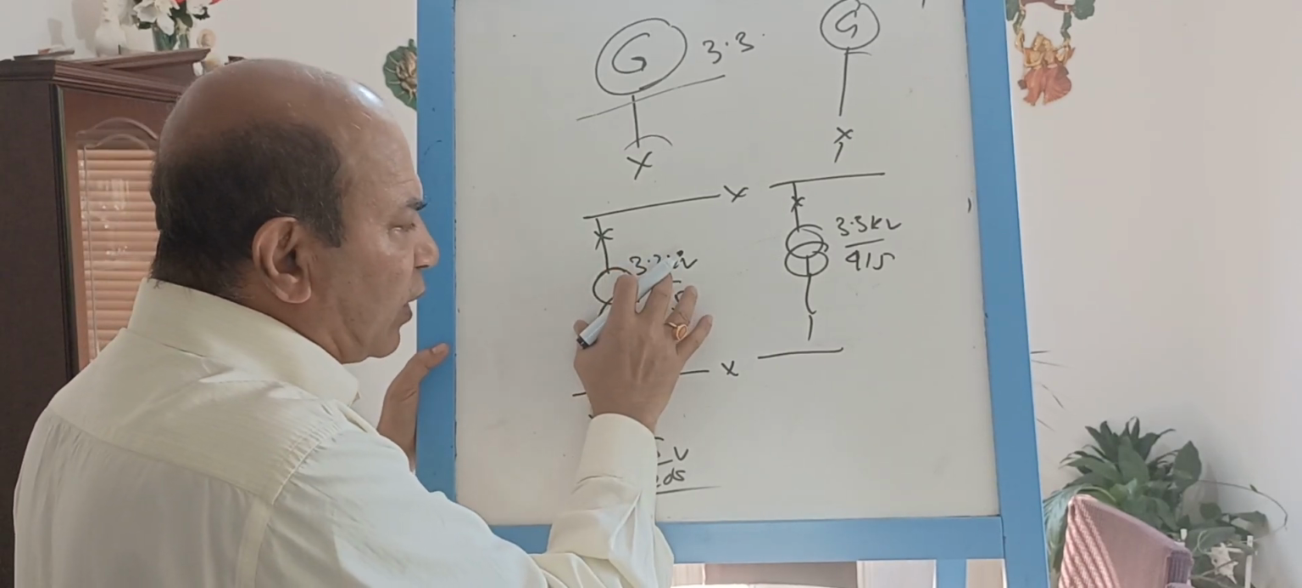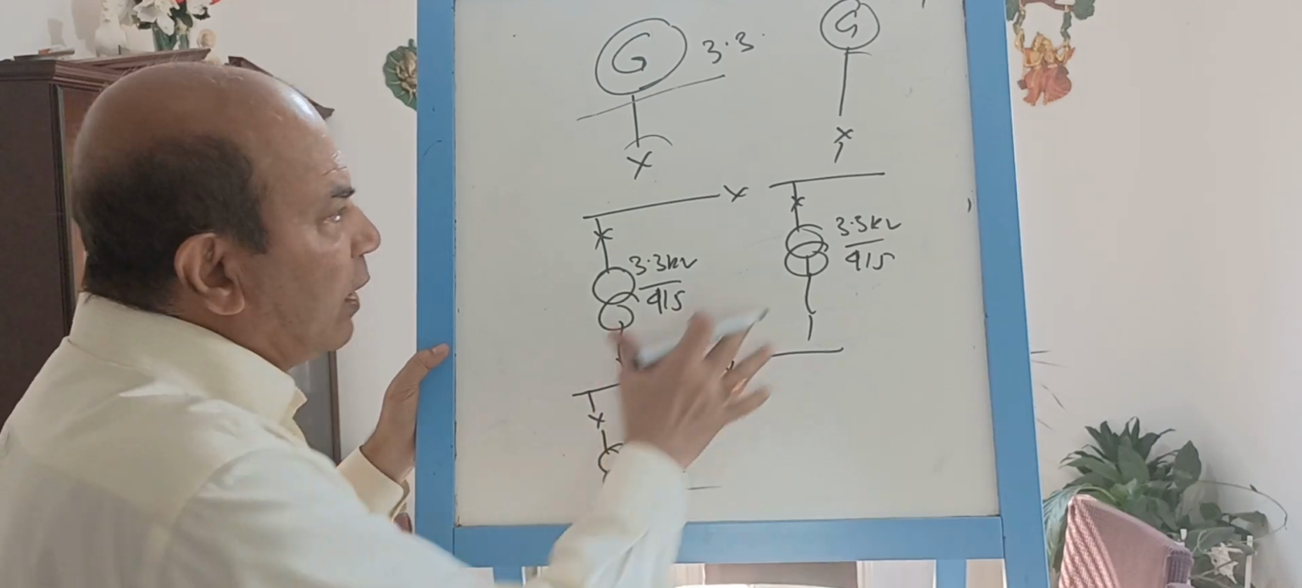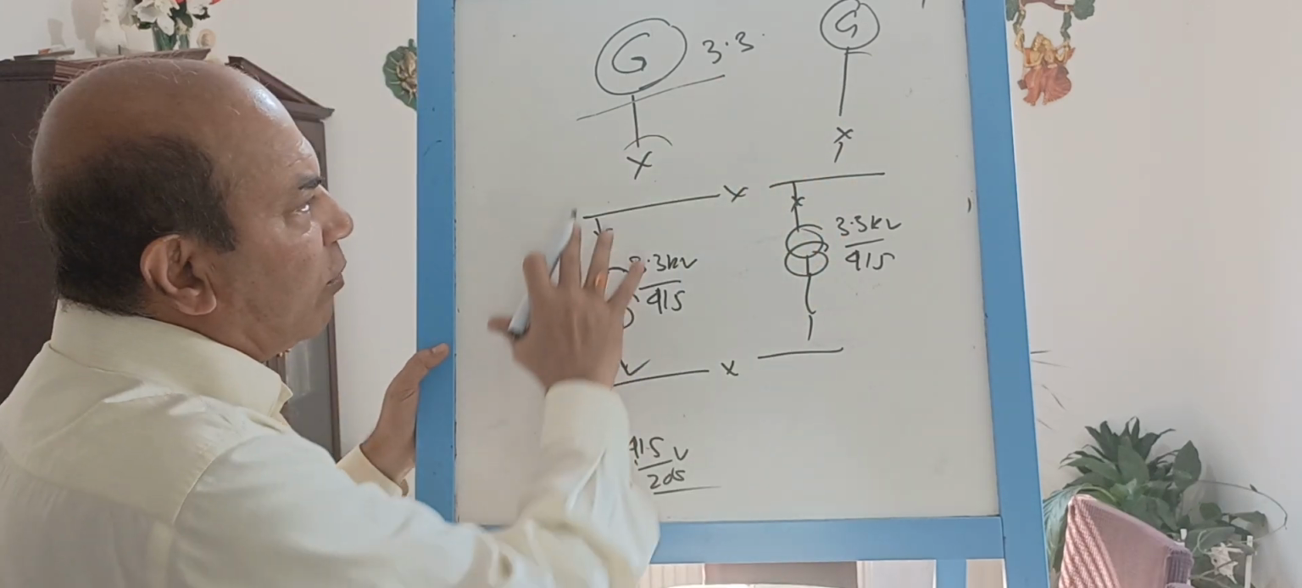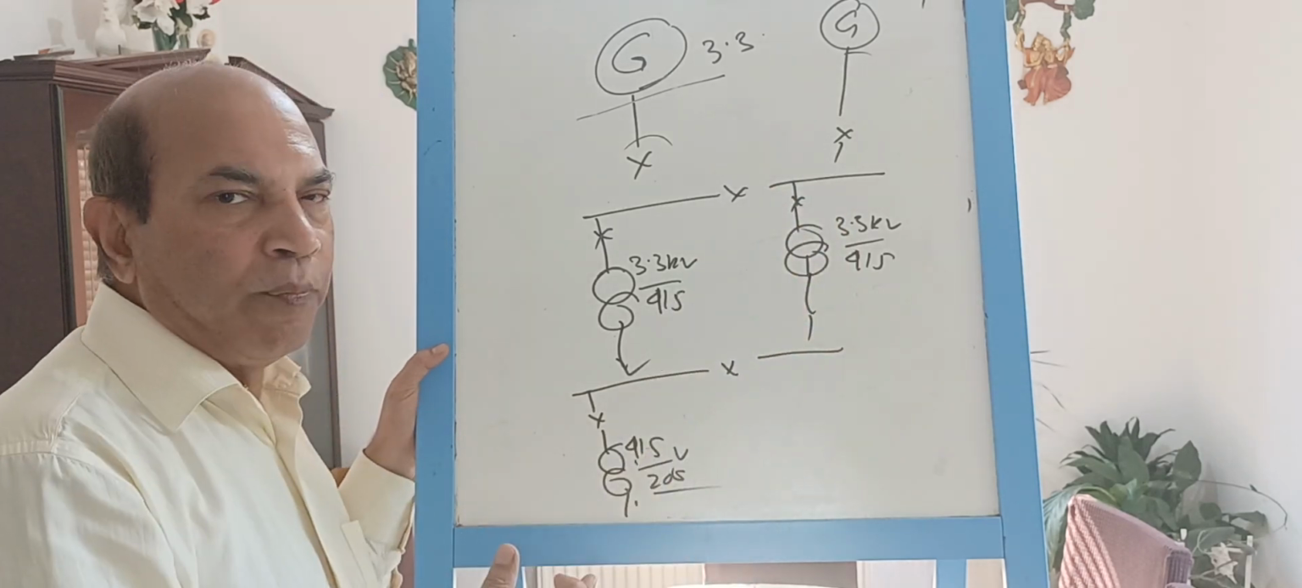Similarly, when you go for the transformer, they give another parameter, another way. We will discuss those points. So in this type of circuit, we cannot represent all this equipment impedance in ohm.